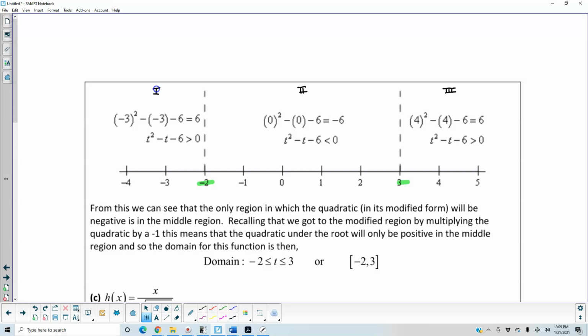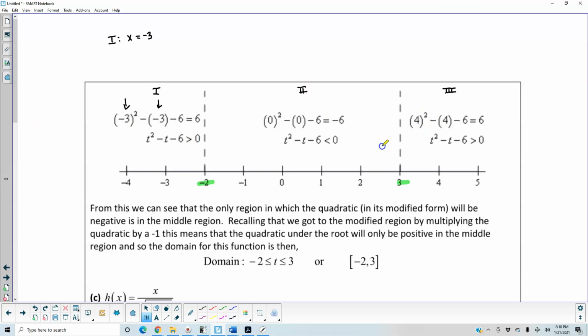Okay, and so in region 1, what we're doing is we're checking the point -3, which is what we're plugging into that function. And we want to find out whether it's going to be greater than or less than 0. So if we plug in -3, we get 9 plus 3 minus 6, which gives us 6. And therefore, this 6 is greater than 0.